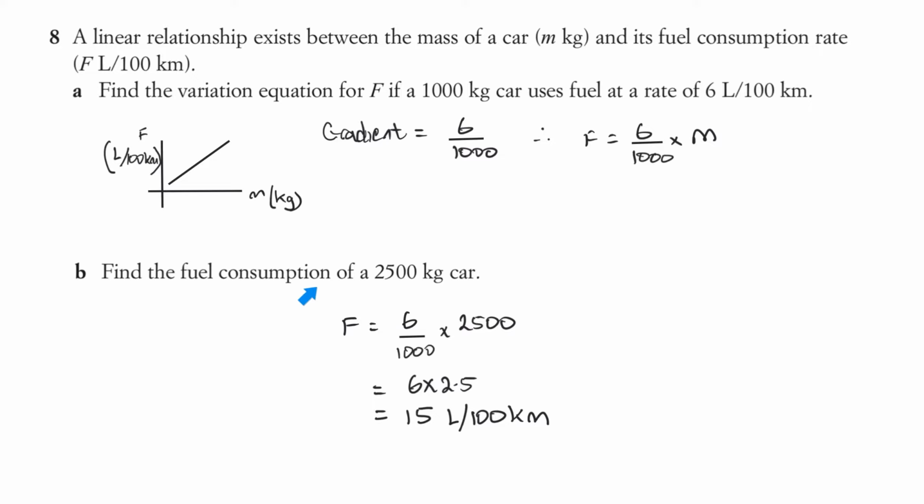B, find the fuel consumption of a 2,500 kilogram car. We're going to use this. So we've got F equals 6 over 1,000 times M. That's 2,500 there. And so that resolves itself to 15 litres per 100 kilometres.